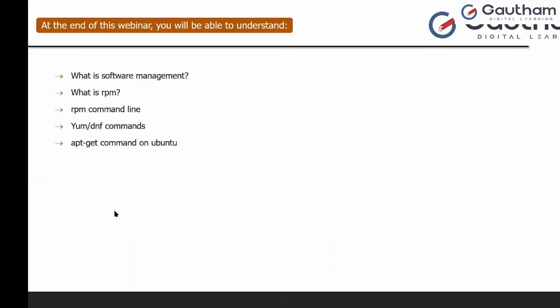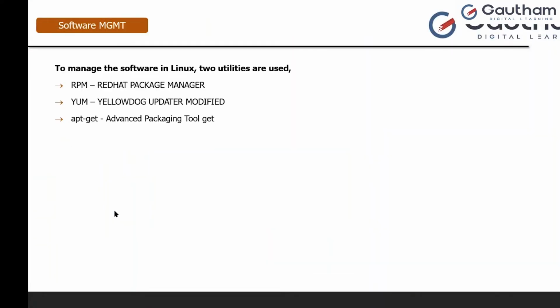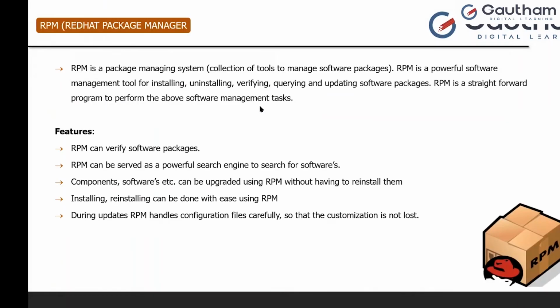So as you see, software management deals with installing, uninstalling, querying, and updating software. To do that, especially in Red Hat, we have two important utilities. One is RPM and the other one is YUM. And Ubuntu uses apt-get. So working with apt-get is going to give you the software. So let's go ahead and learn about RPM.